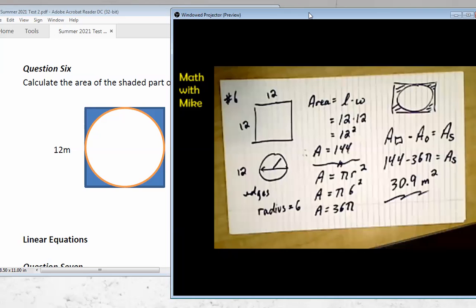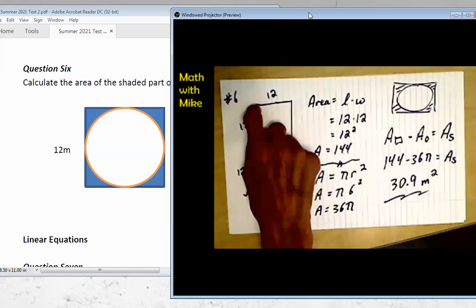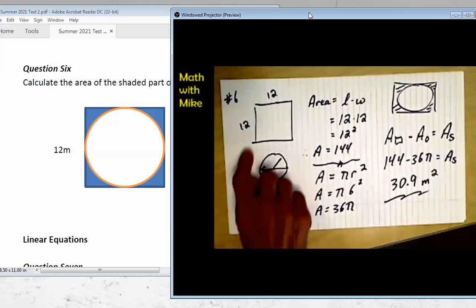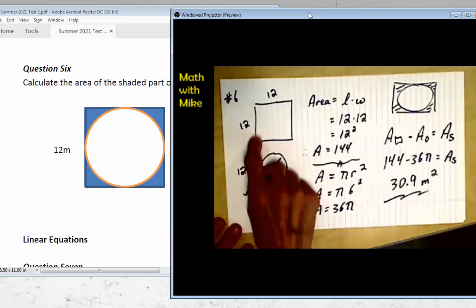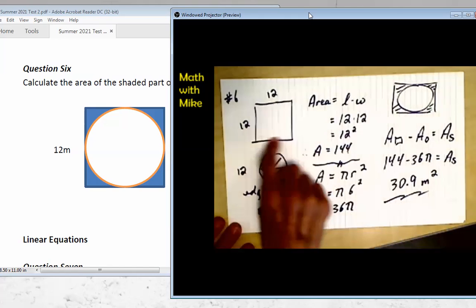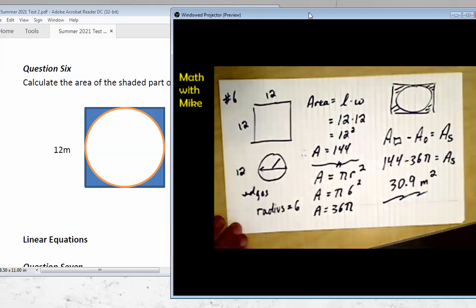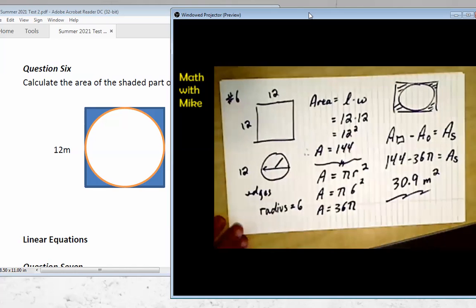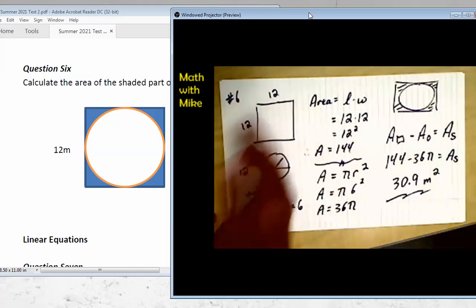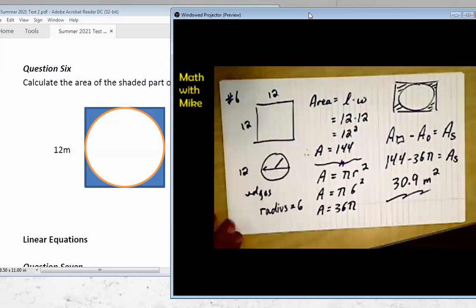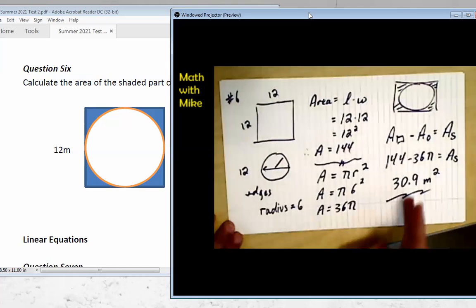Oh, 12 altogether would be the perimeter of the square only. That'd be walking, starting here, just like our earlier question. Starting here, 12, 12, 12, 12, plus, plus, plus, plus, 48. That's the perimeter. Yeah. No, they want the leftover bits. You have a square, you cut a circle out. What are you left with? Right? That much.